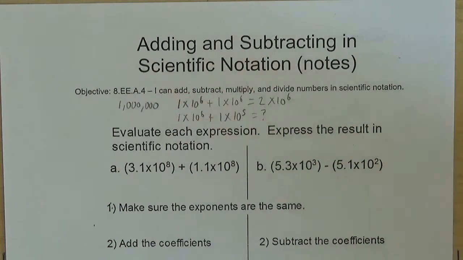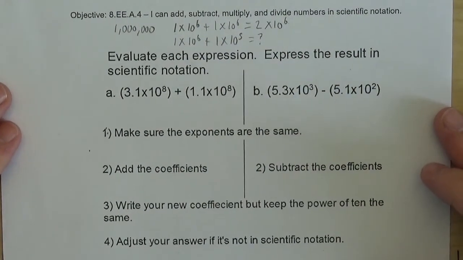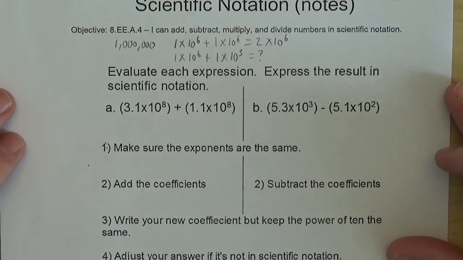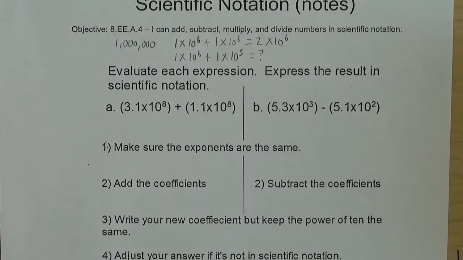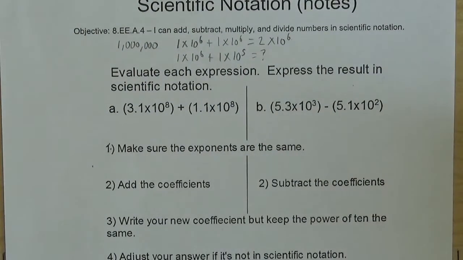So evaluate each expression, and express the result in scientific notation. We've got one addition problem, one subtraction problem. Let's take a look at these two. The first step today is to make sure that the exponents are the same. We're not going to add and subtract any numbers in scientific notation until the exponents match up. It's kind of like when you're adding and subtracting fractions, you have to make sure that the denominators are the same first. It's kind of a place value thing. Before we're allowed to add those coefficients together, we have to make sure those exponents are the same.